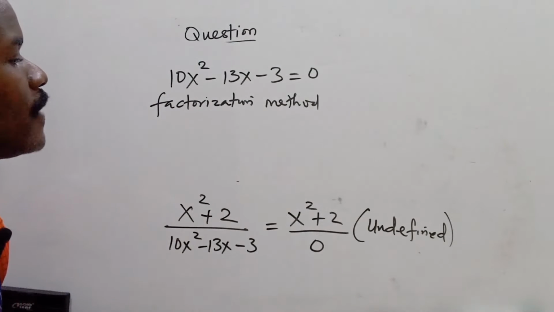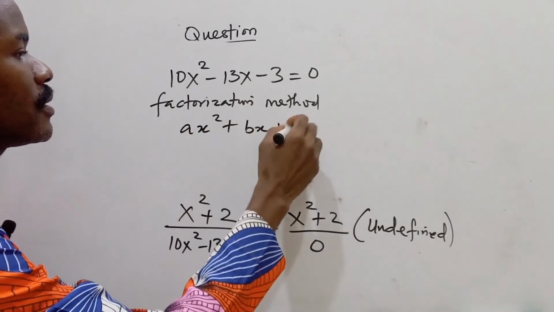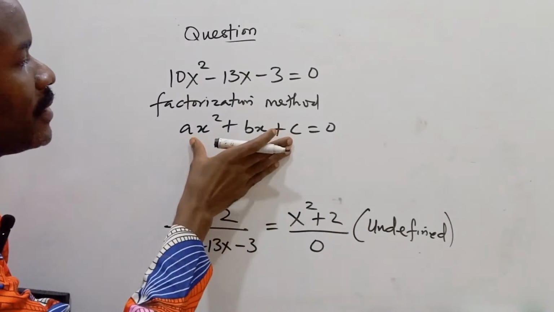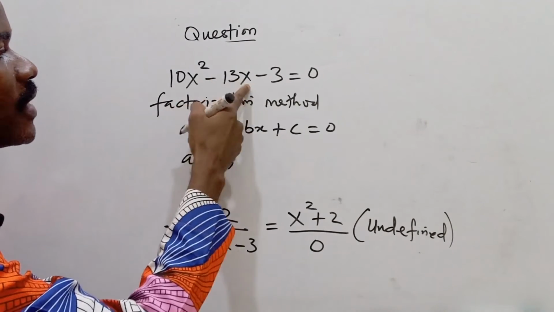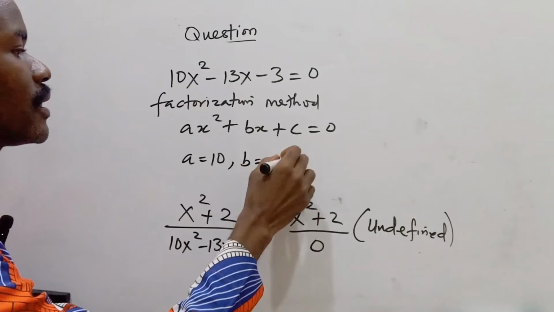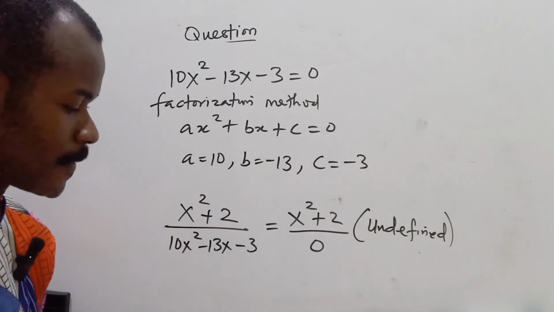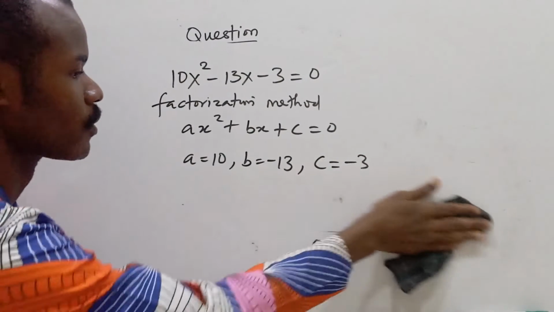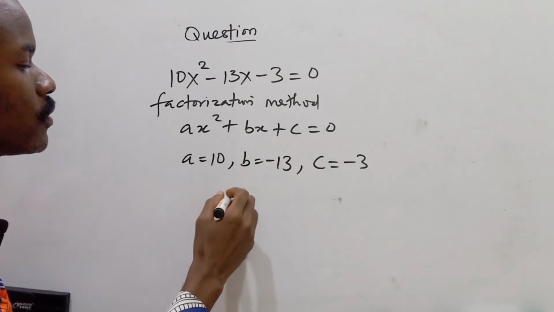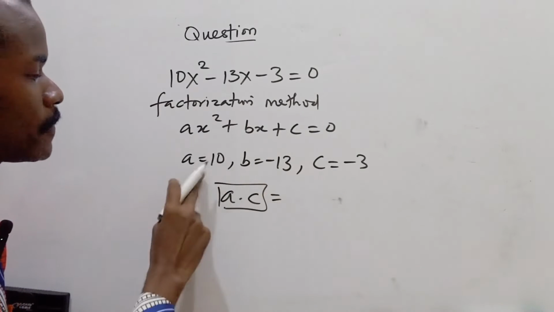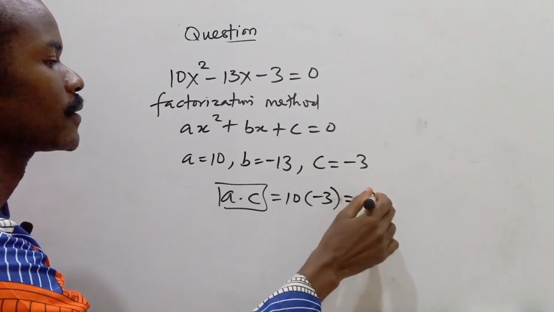Today we are going to use the factorization method because if you examine what we have on the board, it can be factorized. The first thing we want to do is identify the general form: ax squared plus bx plus c is equal to 0. Comparing, we can see that our a is 10, our b is the coefficient of x, which is minus 13, and our c is minus 3. That's our first step. Now the next thing is to get the product of a times c. a is 10 times c, which is minus 3. This gives us minus 30.